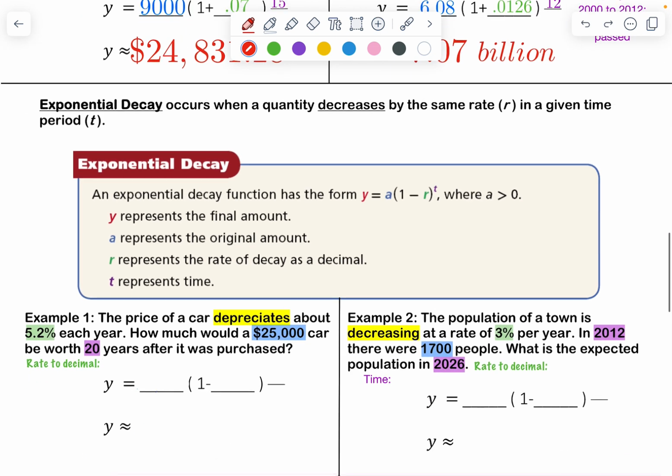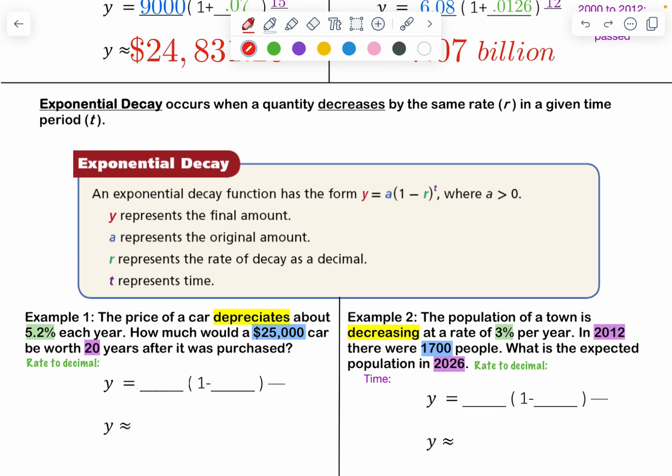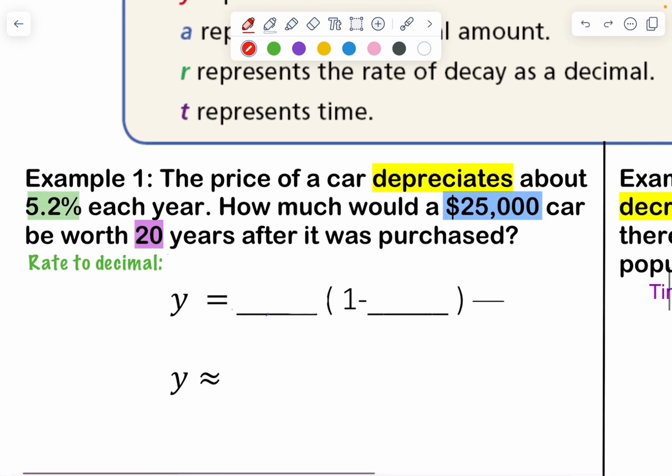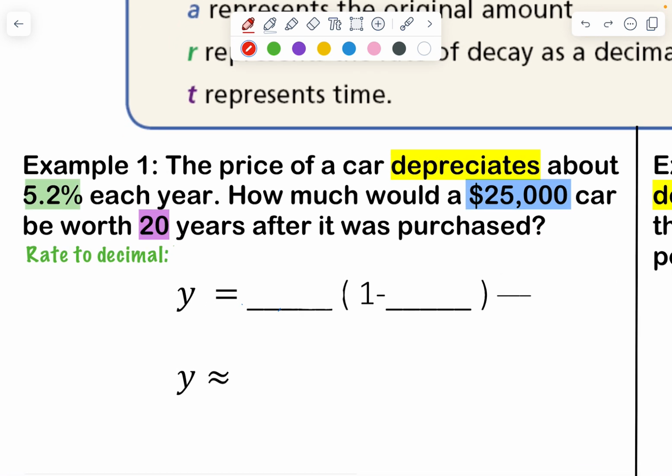So the only thing that's different is when we go to type this into Desmos, we're going to end up putting a 1 minus inside the parentheses instead of a plus. So let's look at a couple examples here. So number one, the price of a car depreciates, meaning once you buy a car, you start driving that car around, its value is going down. Depreciates about 5.2% each year. If you bought a $25,000 car, in 20 years, how much is it going to be worth?